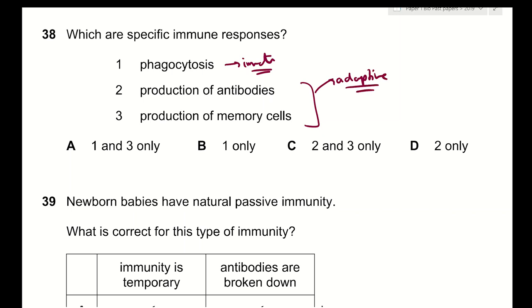Now, for antibodies to be produced, this means that the antigen must bind to a complementary B cell receptor. And the B cell with this complementary receptor produces antibodies which are complementary to that specific antigen. Obviously, it divides first into plasma cells, and plasma cells secrete antibodies which are complementary to that antigen. Therefore, it's very specific to that antigen. Therefore, 2 and 3 are going to be correct, and the answer is going to be C.